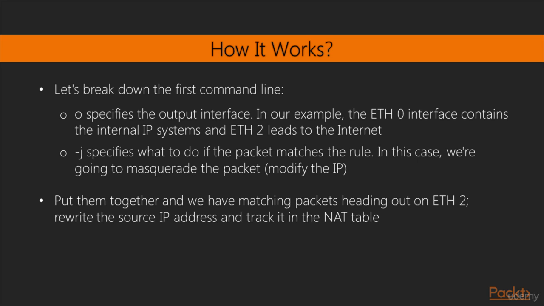-j specifies what to do if the packet matches the rule. In this case, we're going to MASQUERADE the packet. Put together, we have matching packets heading out on ETH2: rewrite the source IP address, and track it in the NAT table.